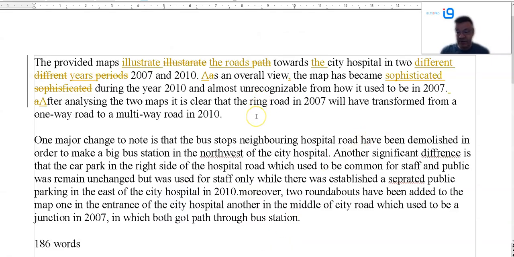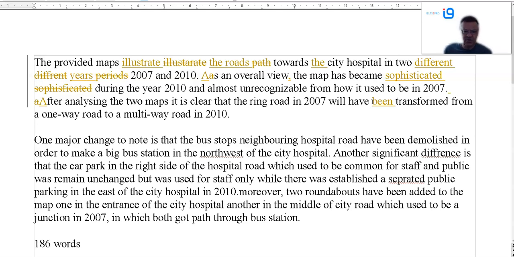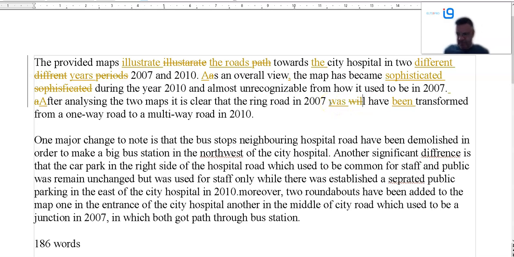It's clear that the ring road will have transformed. Why have you used future perfect? Will have transformed? What will have been transformed? Well, it's 2010, so 2007, 2010. So we can't use future perfect. Will have been? Was transformed, because 2010 is in the past. So that doesn't work either. Was transformed in 2010.